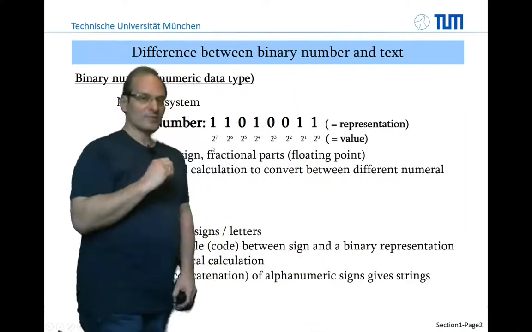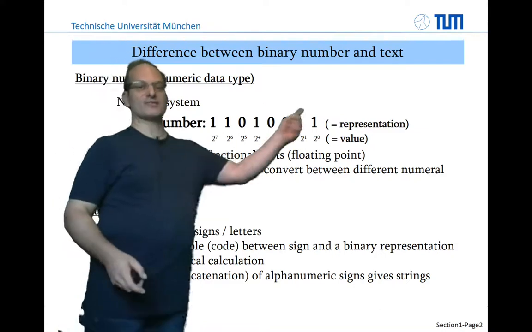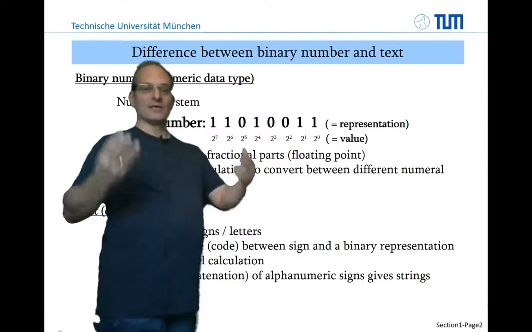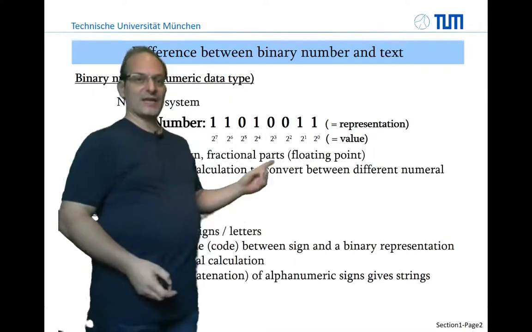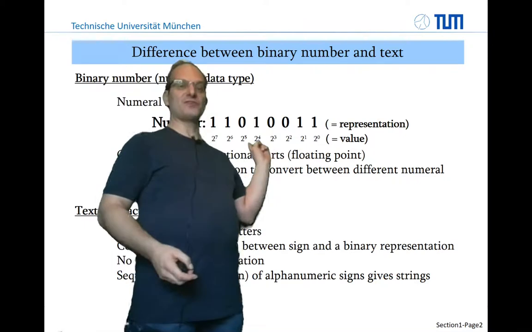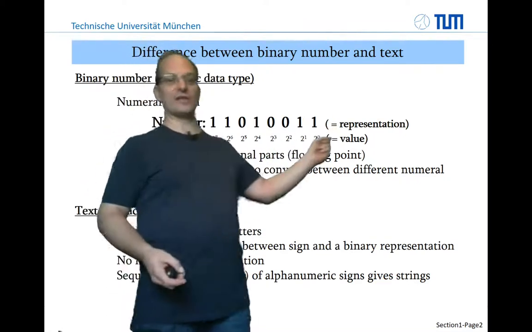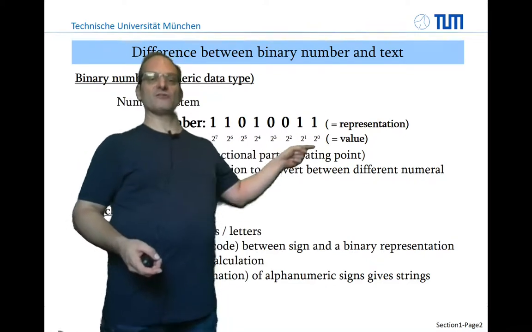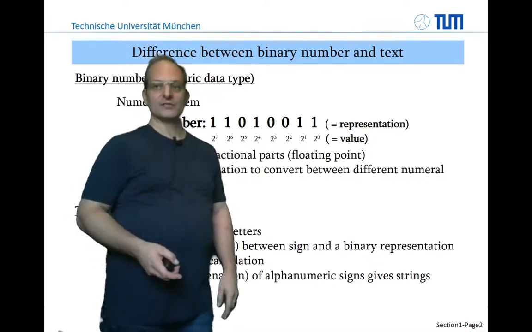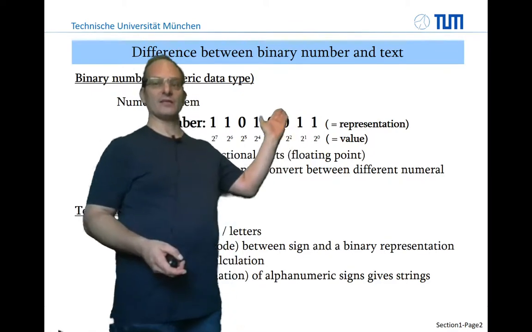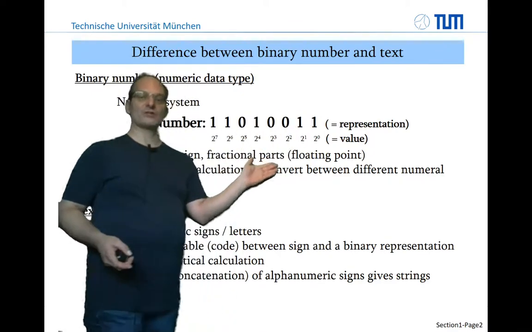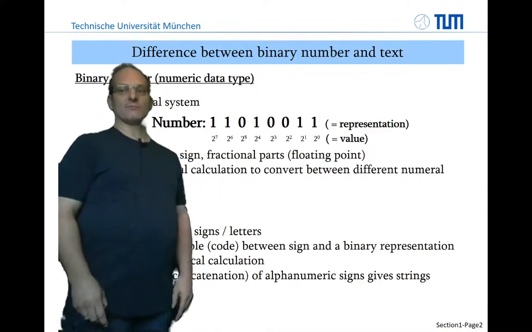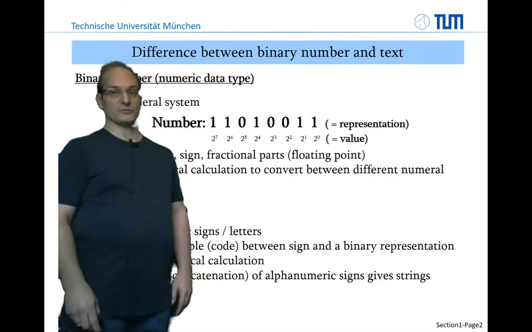Maybe you remember, usually we represent numbers in a computer like this. So you have 8 bits which are combined to 1 byte, and each position gives you the value. So you have a representation like this, and then you convert it with the according position value to a number. So this is what you have in a numeral system. You can have fractional parts, you have operations, you use this for calculation and conversion between different numeral systems.